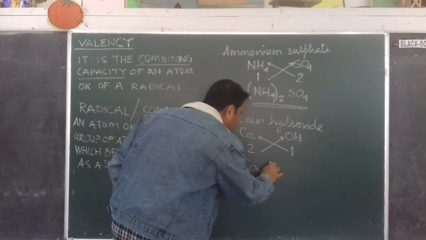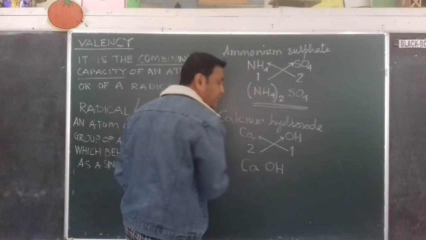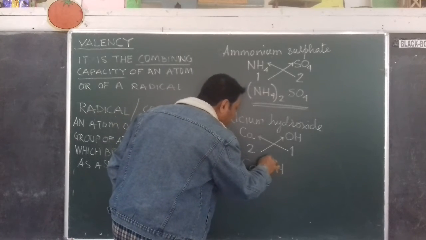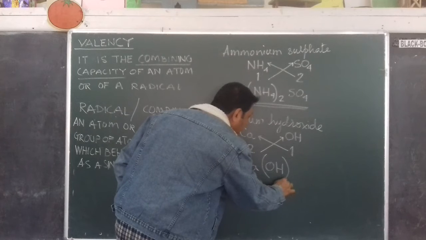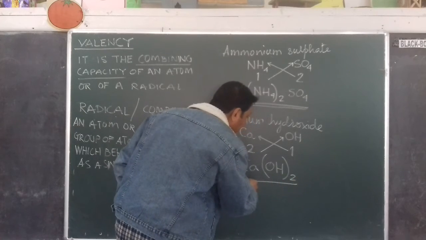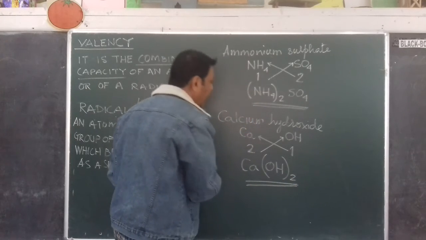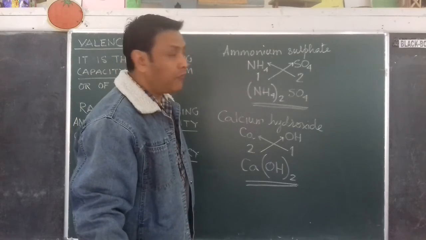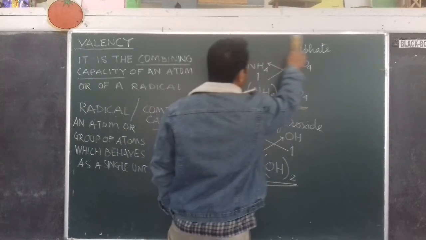Now this is OH, isn't it? Hydroxide is OH, and there is 2 here. So since this is a compound radical, we put a bracket and then we write 2. It becomes Ca(OH)2.